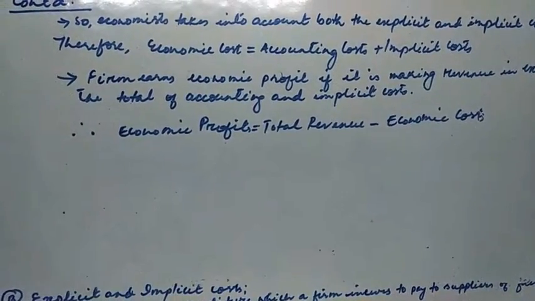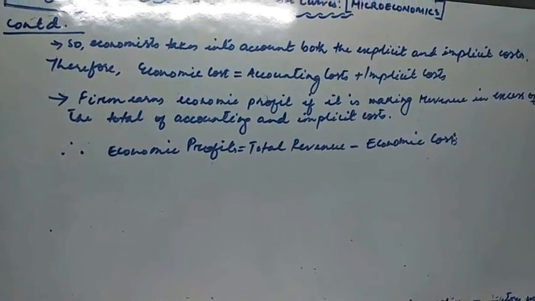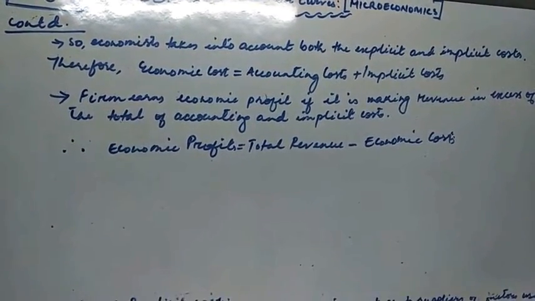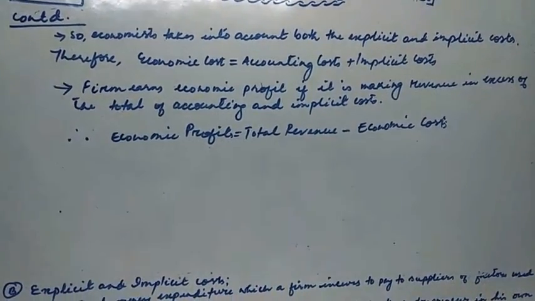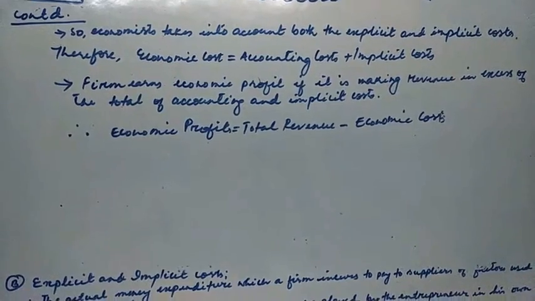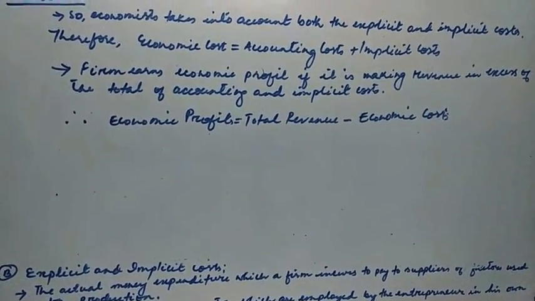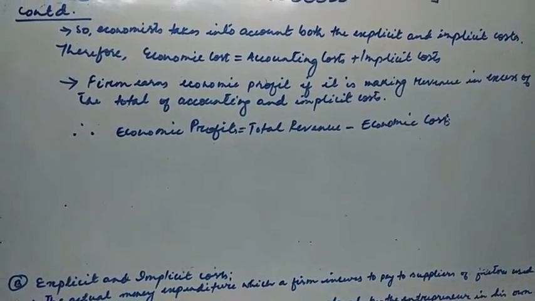So that is all about explicit and implicit cost and accounting and economic cost. The accounting cost, economic cost, and also the explicit and implicit costs are related.